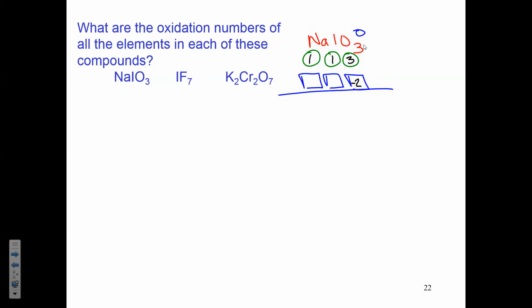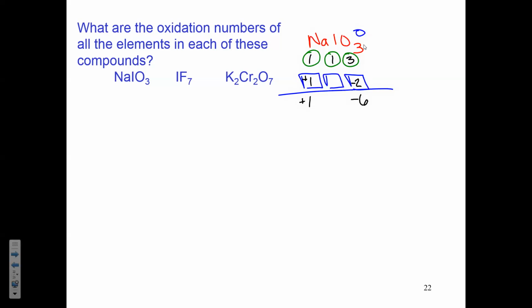And for Na, it's a metal in group 1, and it tells me I always have a +1 for that one. Okay, and I don't know iodine. So let's work with that. Okay, so this I end up with a -6. This I end up with a +1.